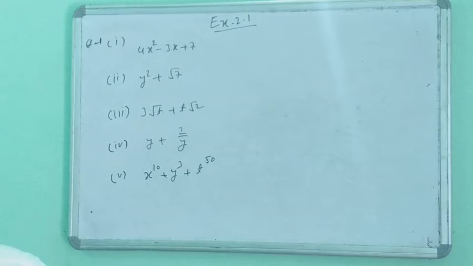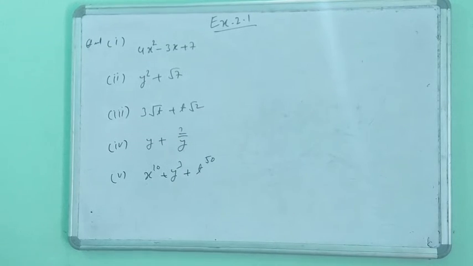Exponent 50. So what is the answer to these questions here? First of all, you check these questions. Which expression is written in the complete form of a polynomial, and which are not following the rules of polynomial expressions? First of all, you check 4x square minus 3x plus 7.